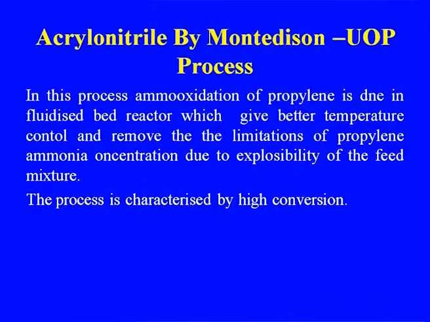Then another process is the UOP process. Here also we are using the same fluidized bed reactor. In this process, ammoxidation of the propylene is done in a fluidized bed reactor, which gives better temperature control, removes the impurities, and removes the limitation of propylene ammonia concentration, because there is an explosive mixture in the case of propylene and ammonia.